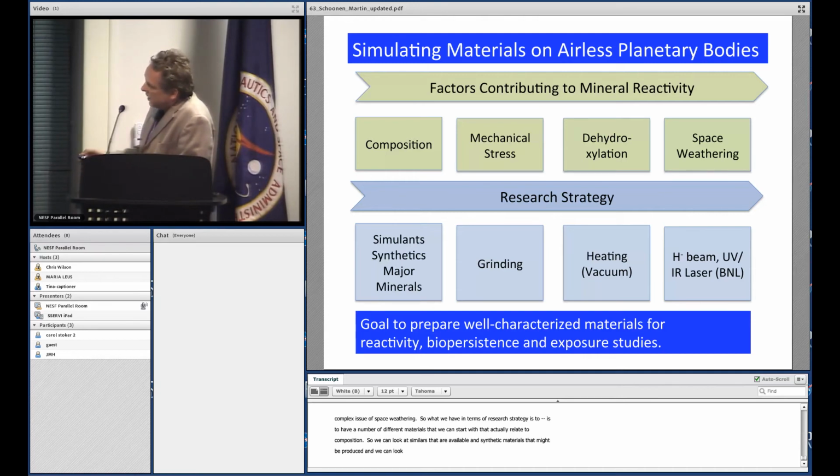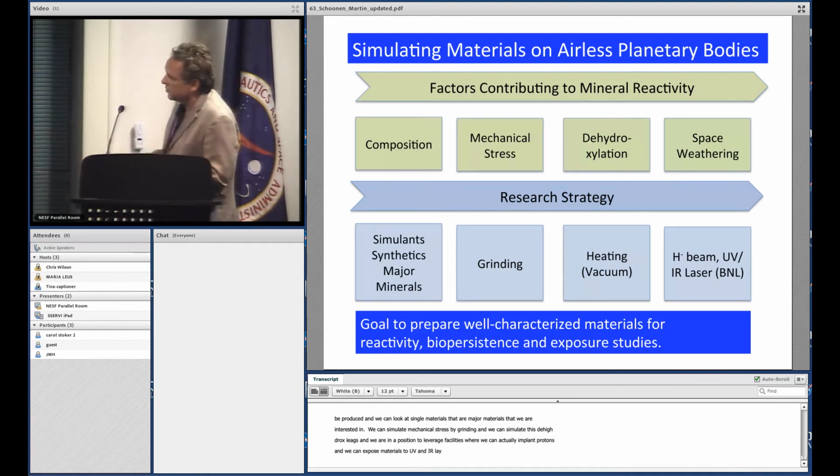We can simulate mechanical stress by grinding. We can simulate this dehydroxylation by heating, and particularly heating in vacuum. And then for space weathering, we're in a position to leverage facilities at Brookhaven National Lab where we can implant protons, and we also can expose materials to UV and IR lasers. And so that then is a proxy for space weathering. And the goal here is to prepare well-characterized materials for reactivity, biopersistence.